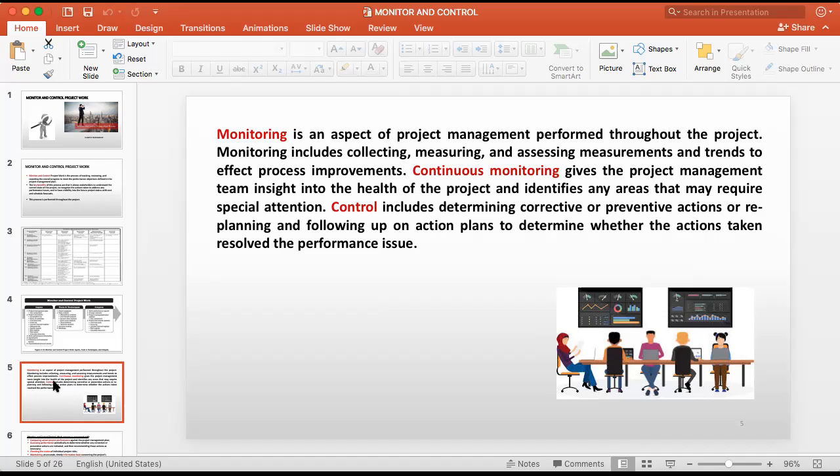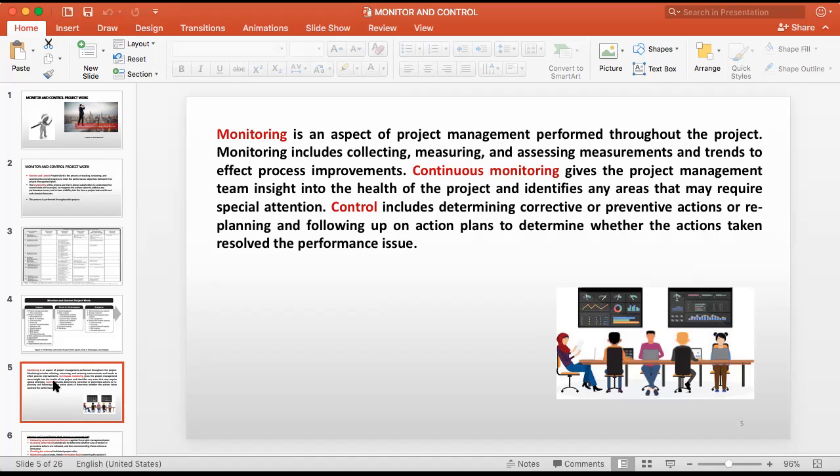Control includes determining corrective and preventive action, or replanning, and following up on action plans to determine whether the actions resolve the performance issues. So controlling is the other part, the second part of this process. When you monitor, you will see all these things, so you take the controlling action. You do the corrective action or preventive action or replanning, or whatever you can do to control the process.